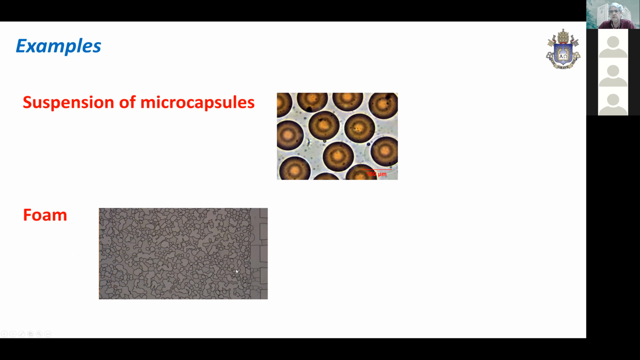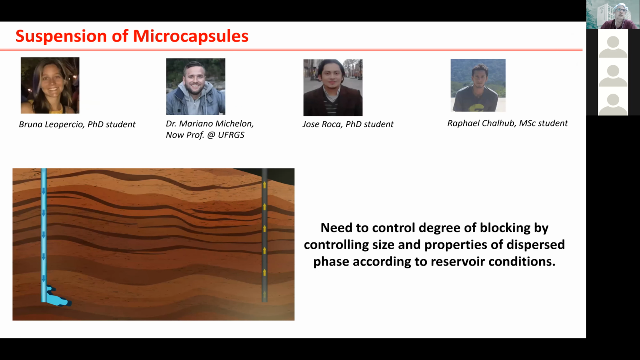So these are complex fluids that can be injected in a reservoir to try, again, to change the pressure distribution in the water phase and mobilize the oil ganglia. So the first story is associated with the suspension of microcapsules.